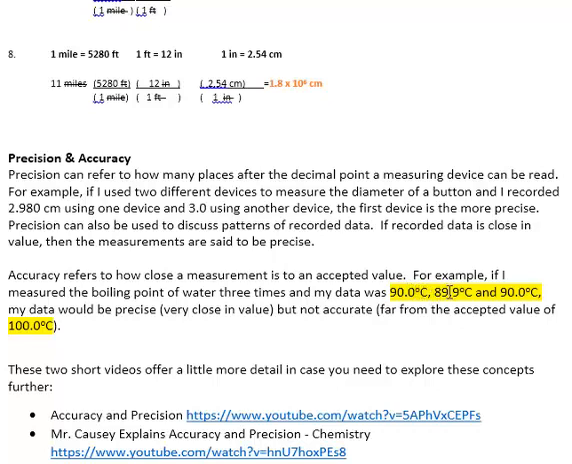90.0 degrees Celsius, 89.9 degrees Celsius, and 90.0 degrees Celsius. My data would be very precise, very close in value, but not very accurate, far from the accepted value of 100.0 degrees Celsius.